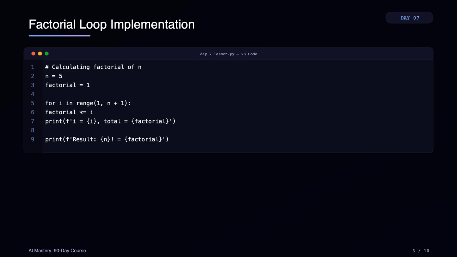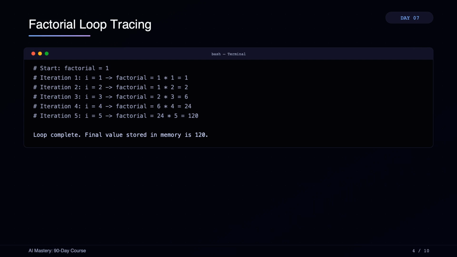To truly master programming, you must learn to trace your code. Tracing means tracking the state of your variables in memory as the code executes line by line. Let's trace our factorial loop. Before the loop starts, factorial is 1.